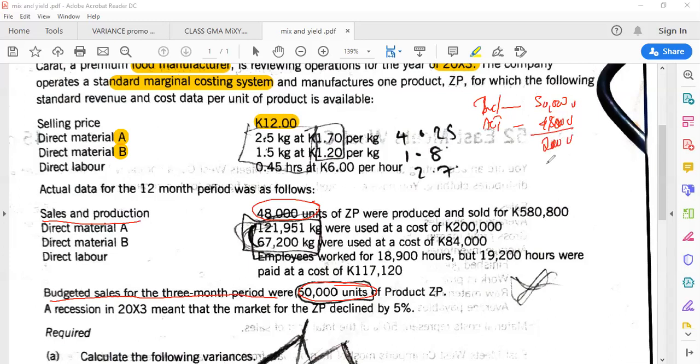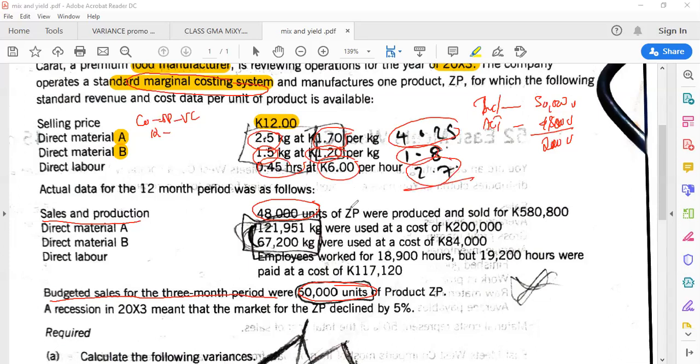Now the difference here, we don't multiply with the standards like we were doing before. Since we are doing this with marginal costing principles, we are going to get the standard contribution. So the selling price is 12. Contribution is equal to selling price minus variable costs. Selling price is 12 minus variable costs. What are our variable costs? You multiply 2.5 multiplied by 1.7, you have this. 1.5 multiplied by 1.2 per kg, you have that. And then you add them up.